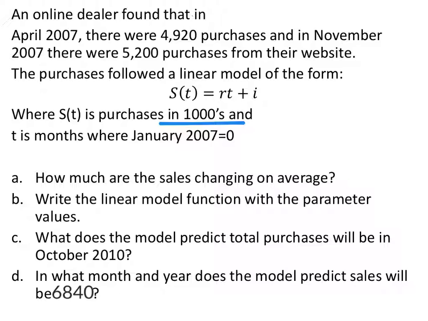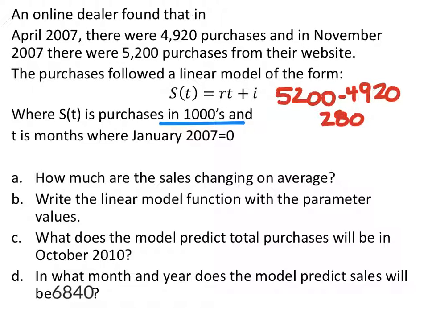On average, we started recording this data at 4,920 purchases, and then it ended at 5,200 purchases. Now I just want to find the difference so we can figure out how much it changed, and when I subtract these two, I find that it changed by 280 purchases from the website. So 280 purchases, and that would be from April to November.